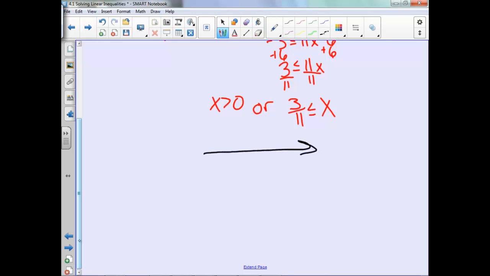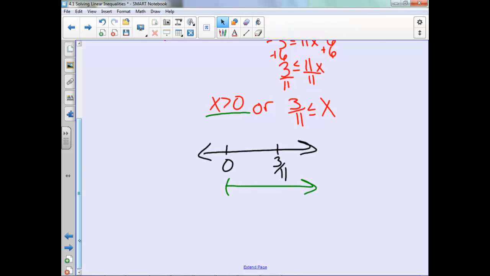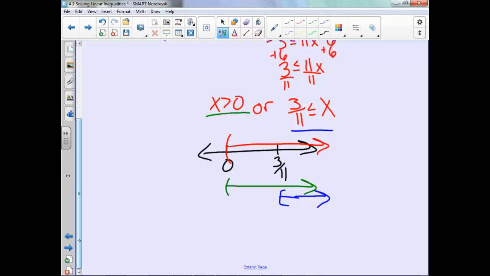So let's go ahead and get our graph. First one, x is greater than 0, open to the right. Second one, greater than or equal to 3/11. Now remember we want "or," which means where there's at least one line. So our end answer is from here on. And then in interval notation, it'll just be from 0 to infinity.